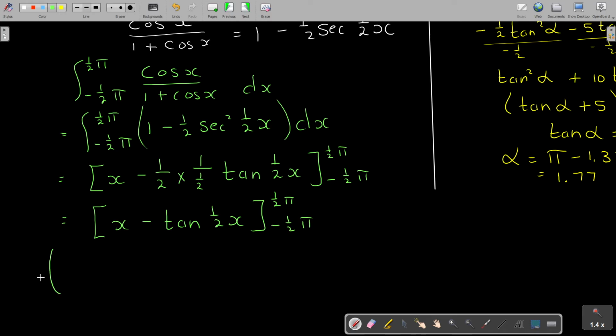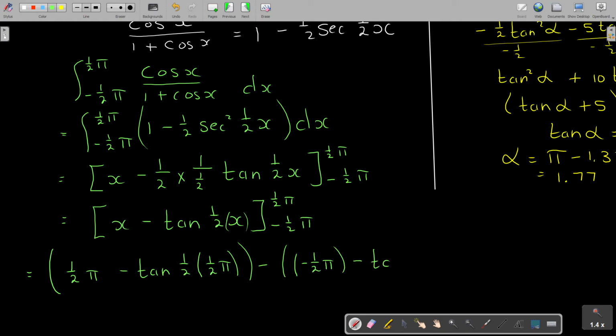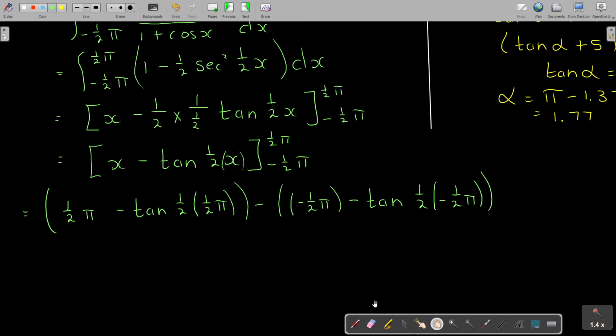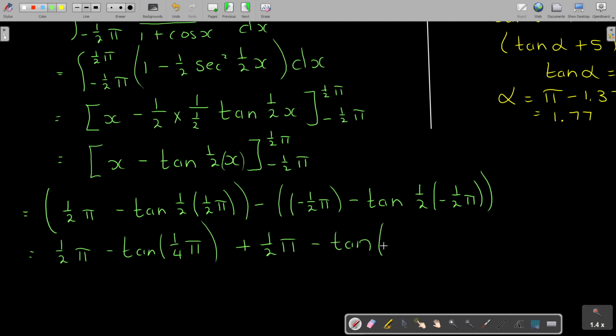Okay, and now I can do my substitution. So in the place, I'm going to say a half pi minus tan a half, and then in brackets with the x, there is the x, then it's a half pi, and then it's minus a half. Oh, no, always focus on your original, otherwise you get confused. So it's just going to be minus a half pi minus tan a half minus a half pi. And then it's going to be a half pi minus tan, do you see, a quarter pi plus a half pi minus tan, tan minus a quarter pi.